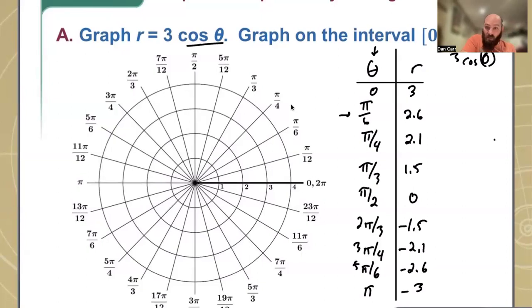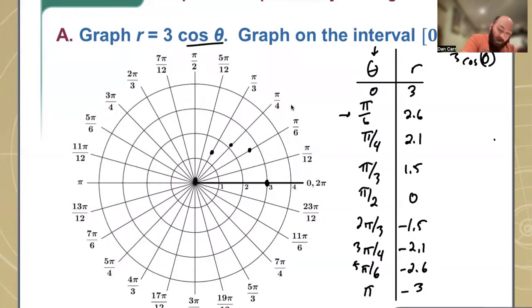So when theta is 0, we're going to go out to 3, so it's going to be this point right here. Pi over 6 is going to put me at 2.6, so I'm going to estimate that to be about right here. Then pi over 4 is at 2.1, so it'll be a little bit past there. Pi over 3 is going to be 1.5, about right there. Pi over 2 is going to give me a 0.